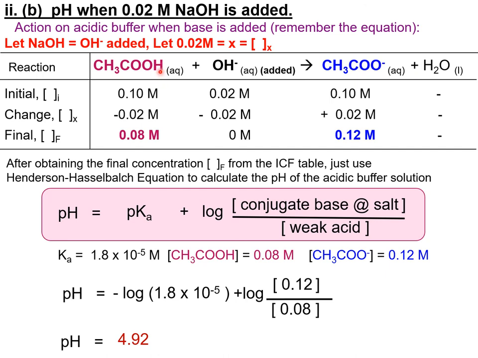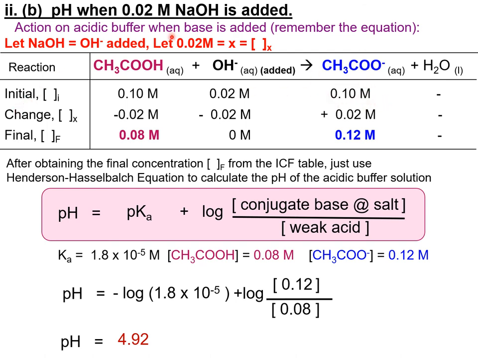Okay, so bila you nak kira pH, bila you dah kacau the acidic buffer solution tersebut dengan adding a small amount of base, you kena buat RICF table, di mana I ialah initial concentration, C ialah change concentration, and F ialah final concentration. Initial concentration of CH3COOH ni kita tahu dah diberi dalam soalan, which is 0.1 molar. Then concentration of NaOH yang added initially, which is 0.02 molar. Lepas tu, concentration of conjugate base dah dibagi juga, which we can get from concentration of CH3COONa, which is 0.1 molar.